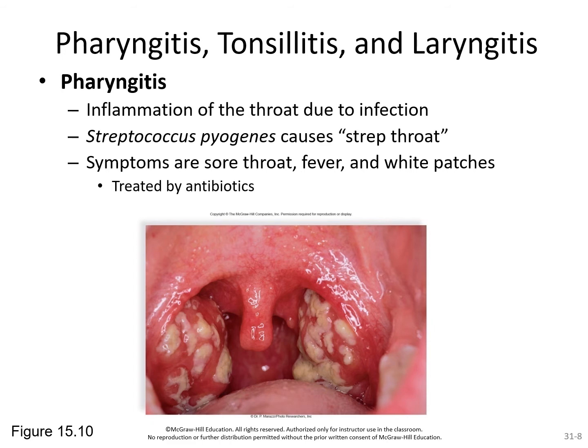Streptococcus pyogenes is what causes strep throat. Your symptoms are sore throat, fever, and these white patches in the throat. Now, this is something, fortunately, that can be treated by antibiotics.